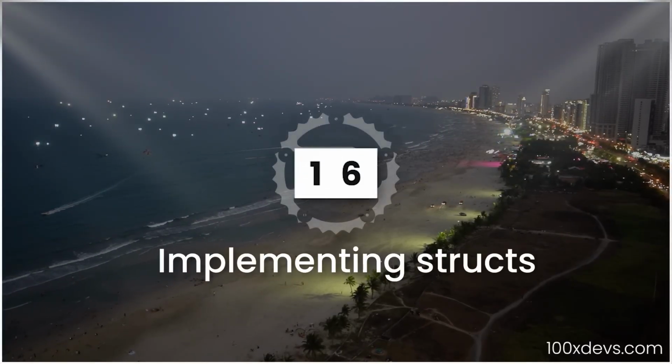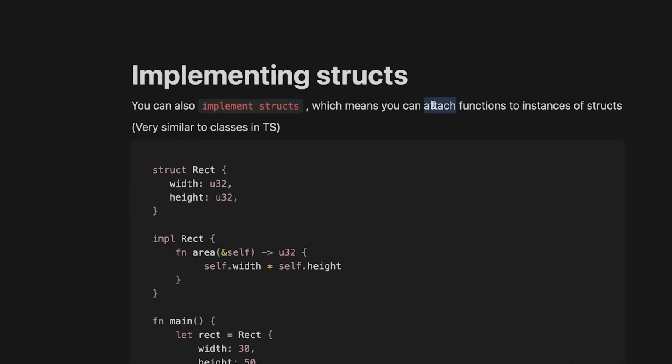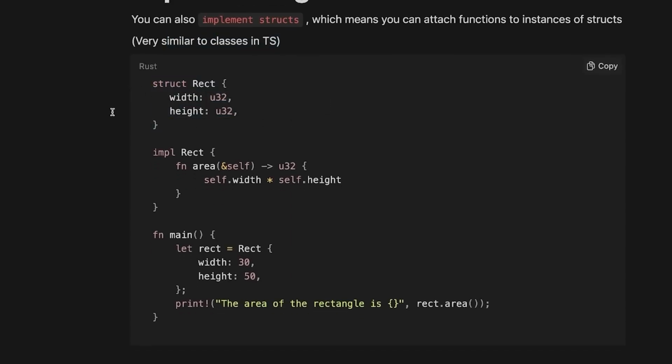structs in Rust very close to classes in JavaScript. You can also implement structs, which means you can attach functions to instances of structs, very similar to classes in TypeScript. If this is a struct that you've defined, as you can see, the struct is pretty actionable, very similar to the first class example you get in JavaScript or TypeScript. Struct rect has two properties, width and the height, and you can implement a function on it. You can write impl rect function area, which takes self as an input and returns a U32 or a number. There is no return statement here. That is because you don't need a return statement if the last line doesn't have a semicolon.